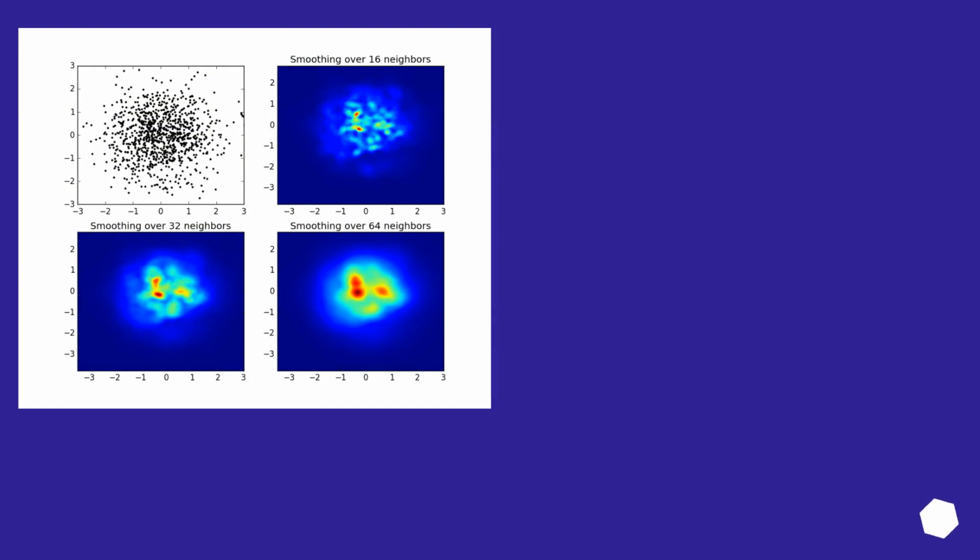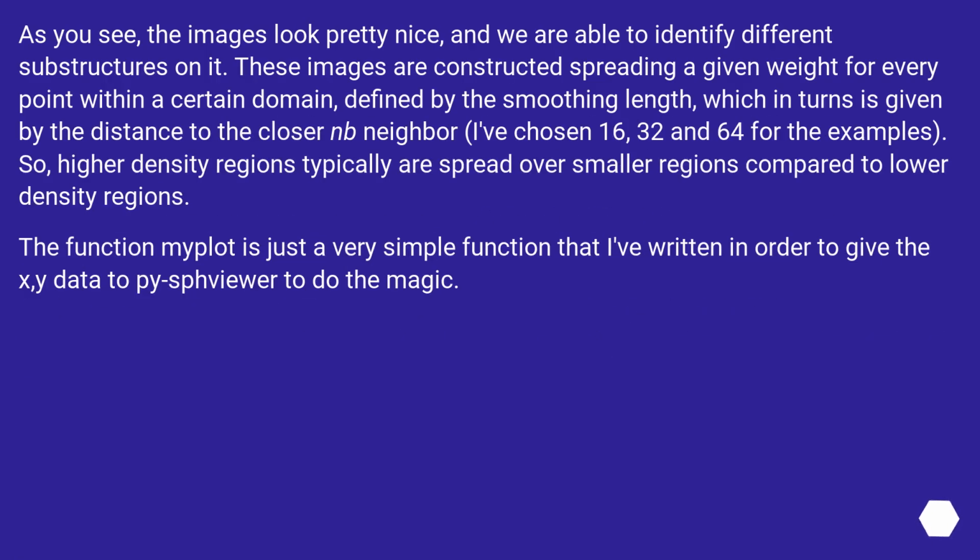Which produces the following image. As you see, the images look pretty nice, and we are able to identify different substructures on it. These images are constructed spreading a given weight for every point within a certain domain, defined by the smoothing length, which in turn is given by the distance to the closer Nth neighbor.